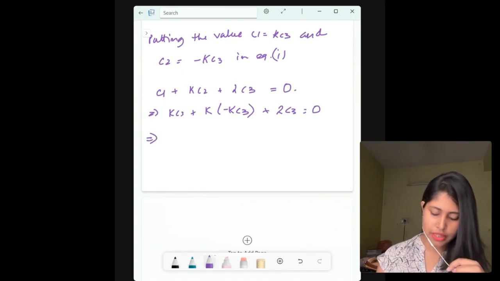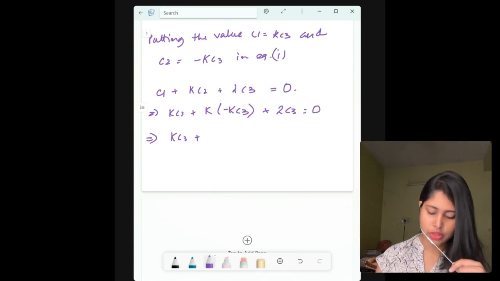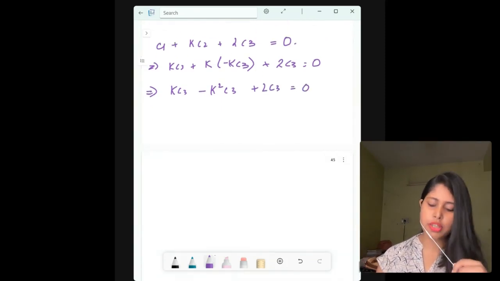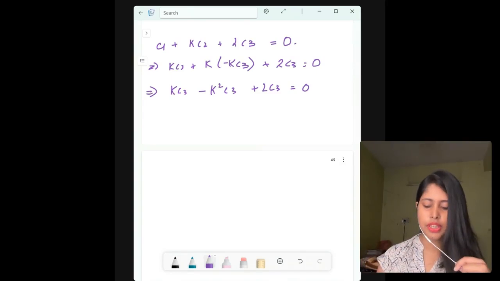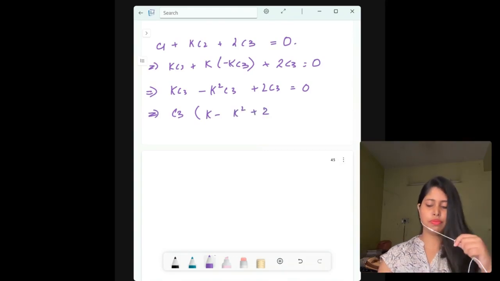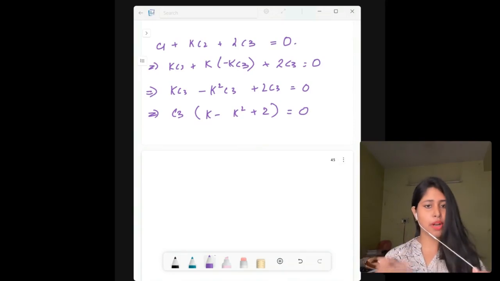Next step will be KC3, further breaking it down. KC3 minus K square C3 plus 2C3 will be equal to 0. Next we're going to take this C3 common. Then we will get C3 common, then K minus K square plus 2 is equal to 0. Now here C3 is multiplied with K minus K square plus 2.